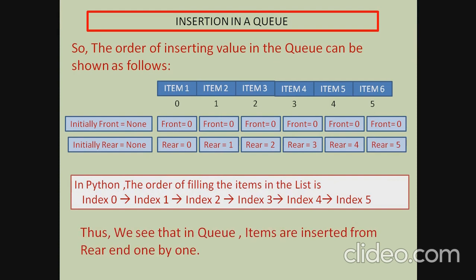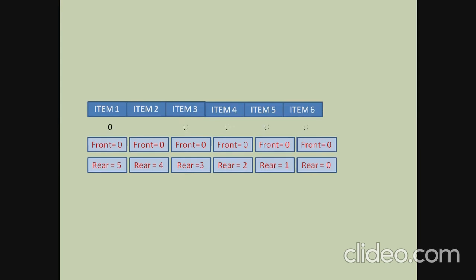Now let us see how items are deleted. See, we have the items. Item number 1 is in 0th subscript number, and we can see that item number 6, in which subscript number is it? Yes, it is in subscript number 5. So if something is being deleted, we have already said that if somebody has to go out of the queue or an item has to be deleted from a queue by a Python programmer, he has to delete the item at the front. That is, item 1 has to be deleted first.